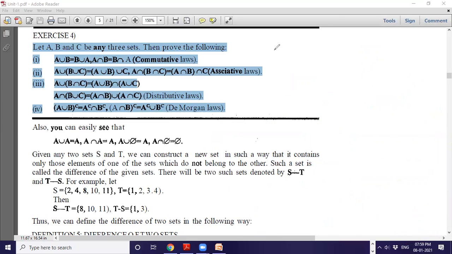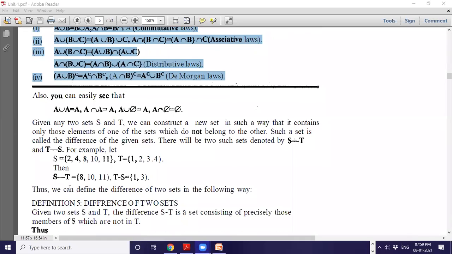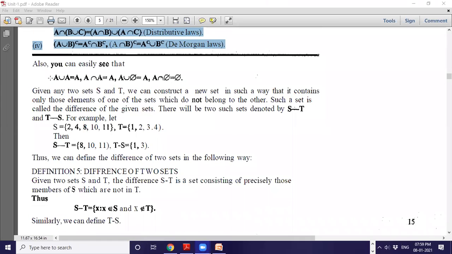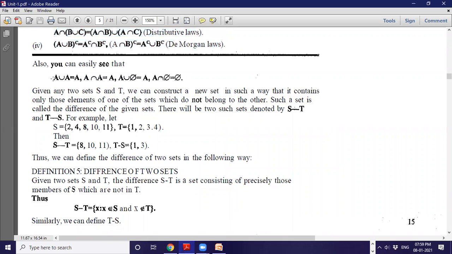Now let's move ahead. These are also some important facts: A union A is equal to A intersection A is equal to A; A union phi, that is null, is of course A; and A intersection phi will be phi.